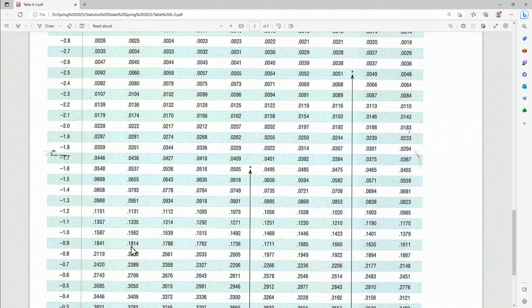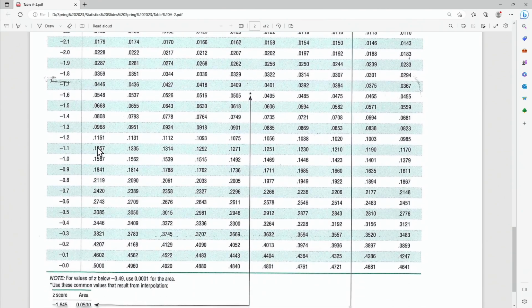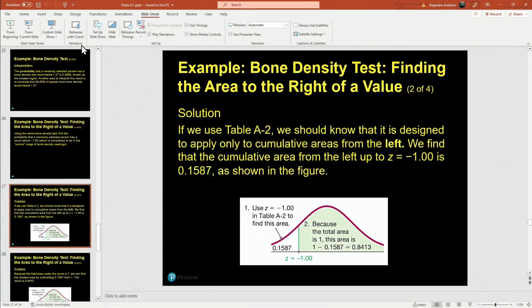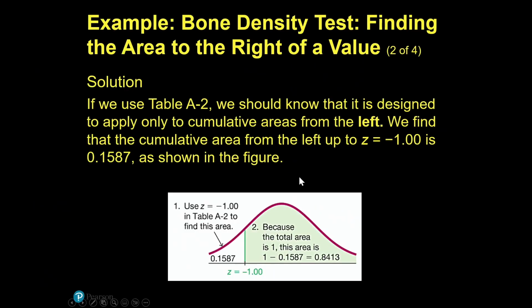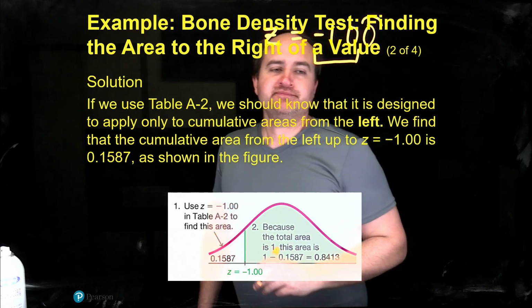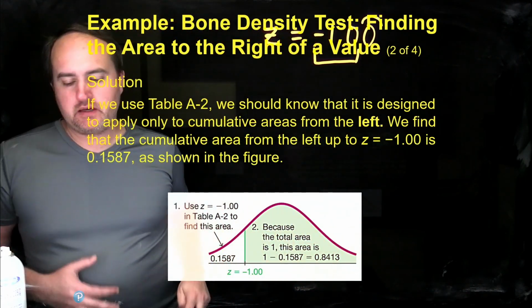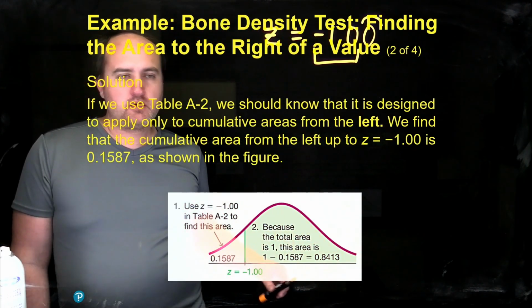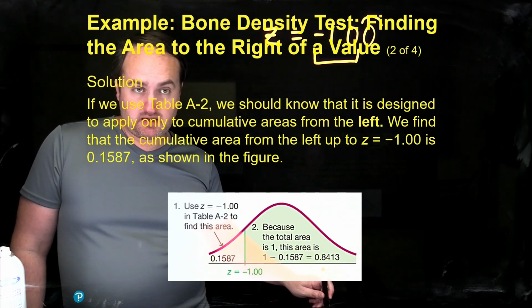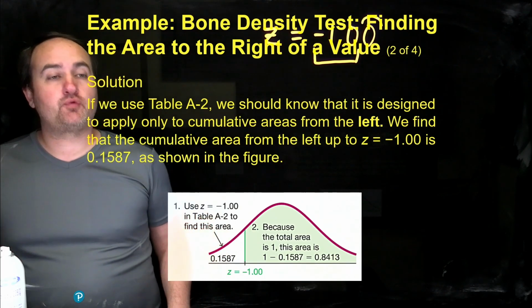There we go. So negative 1.0 is our row, 0.00 is our column, so we get an area of 0.1587. Not too bad, but then because it's the area to the right, we have to do 1 minus the 0.1587. And then on a calculator or in our head, 1 minus 0.1587 gives us an area to the right of 0.8413.